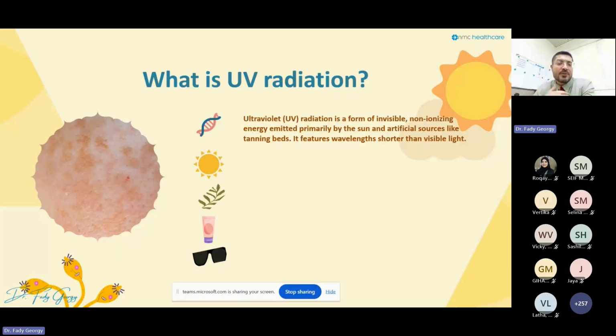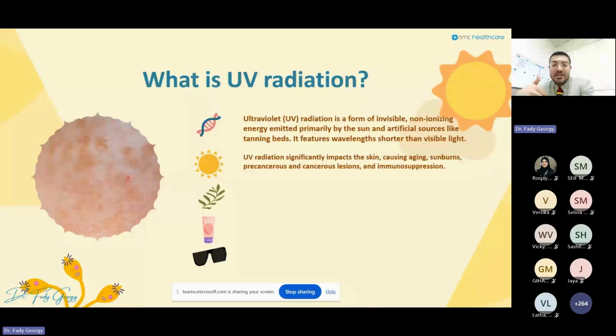The ozone layer almost protects us entirely from ultraviolet light C. So you don't have to worry about that. And if you will notice, you will always find that sunscreens always run with ultraviolet A and ultraviolet B protection. C is not mentioned because, as I've mentioned earlier, the ozone layer thankfully protects against the very harmful ultraviolet C radiation. So ultraviolet radiation significantly impacts the skin, as we mentioned, causing aging, causing sunburns, precancerous and cancerous lesions, along with immunosuppression or suppression of your immunity.